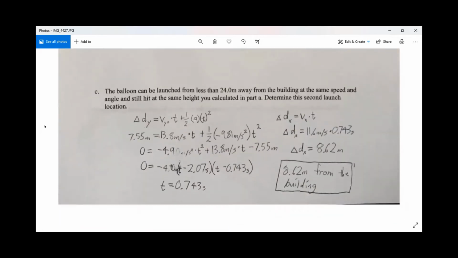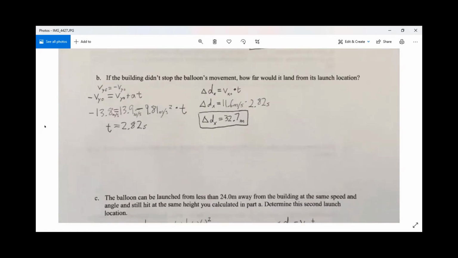Before we go on to C, quick question: on the first side there, you've got negative 13.8 meters per second equals 13.9. Are those supposed to both be 13.8? Yeah, that's probably just a typo from the handwritten writing. I was just making sure, in case anyone else is confused, those should be the same, just opposite signs. Okay, good.